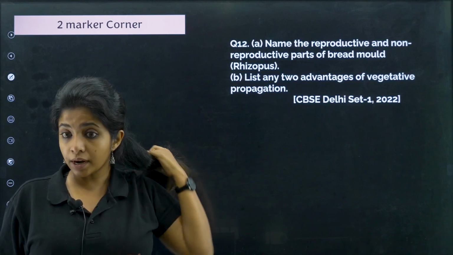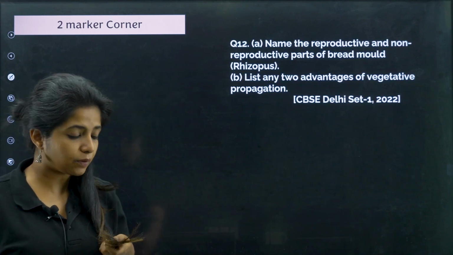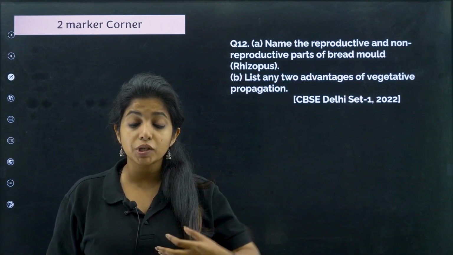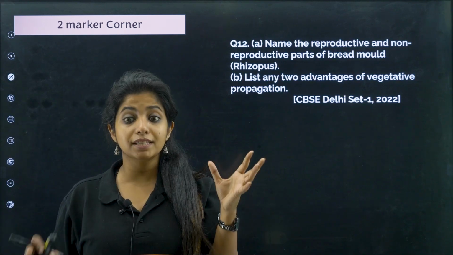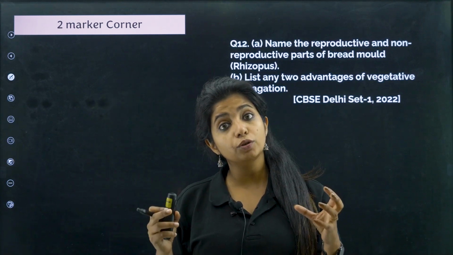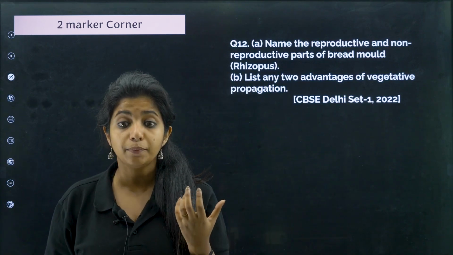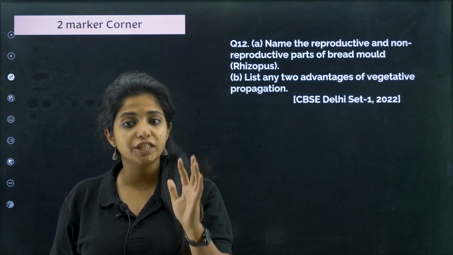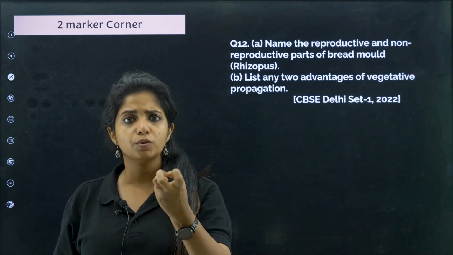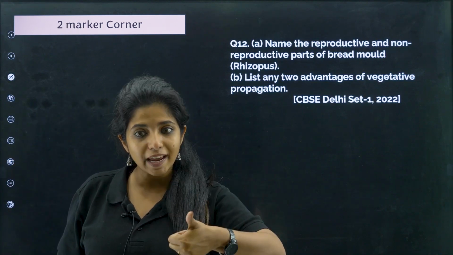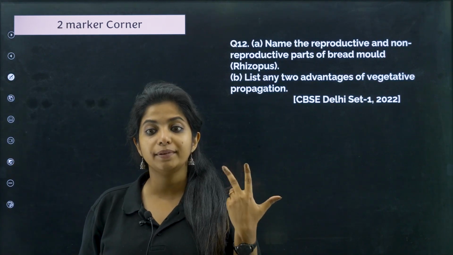List any two advantages of vegetative propagation. I'll start with the advantages of vegetative propagation. What do you mean by vegetative propagation? It is the asexual mode of reproduction in plants, where the plants reproduce with the help of vegetative parts. For example, usually the plant reproduces with the help of the flower parts, right? But now it is going to reproduce with the help of the stem, or probably the root, or probably the leaf.